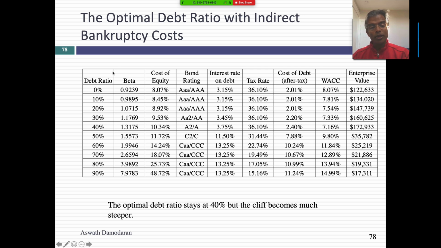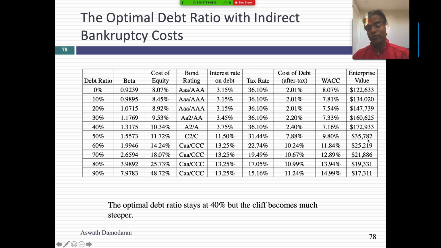So here's what I got for Disney with the EBITDA change built in. My optimal stayed at 50%. I got lucky. For most companies, when you put in distress costs, the optimal will decrease. I gave Disney the medium bankruptcy cost. If I'd given them high bankruptcy costs, their optimal would have dropped about 20%. With medium bankruptcy costs, their optimal stays at 50%. But look at how off the cliff they fall if they go beyond, at 40% was the optimal.